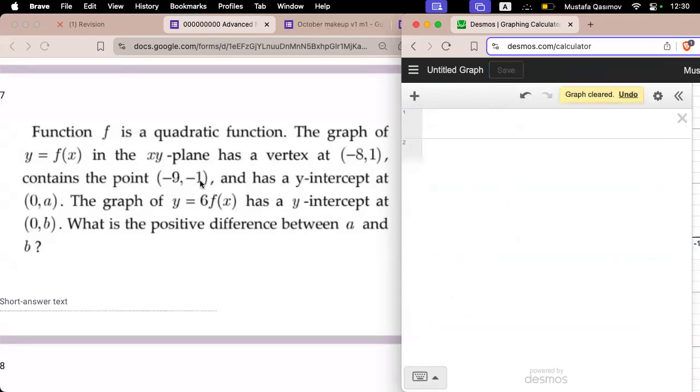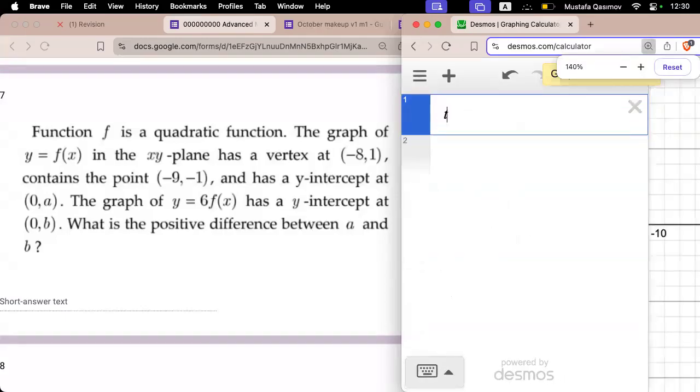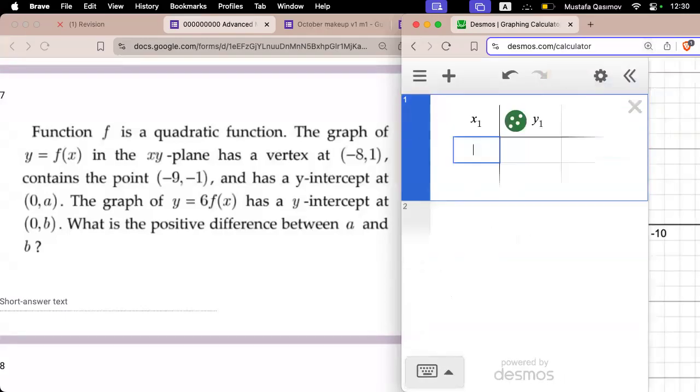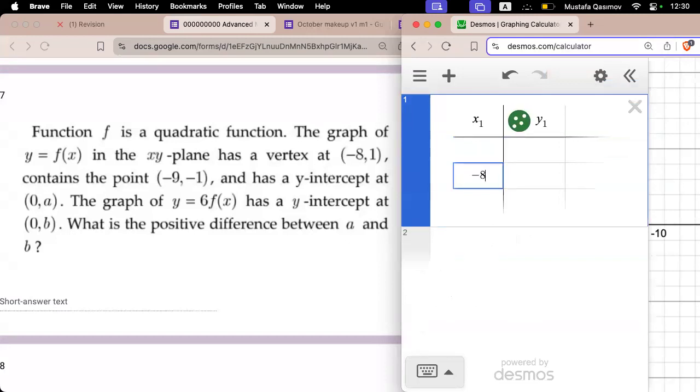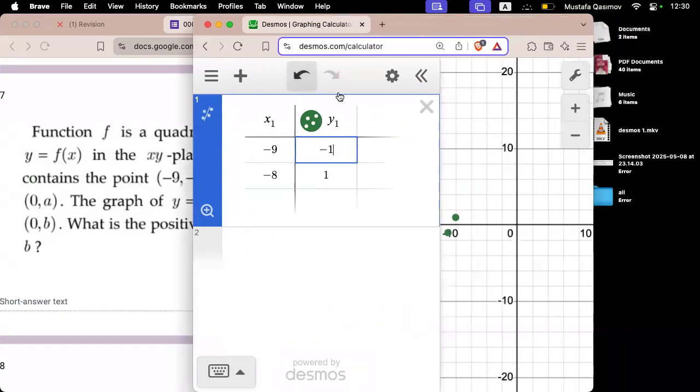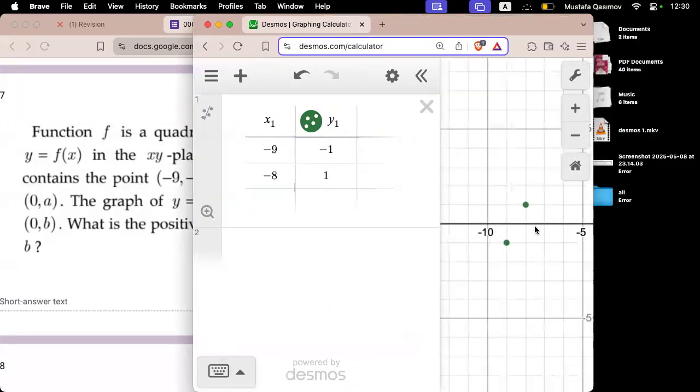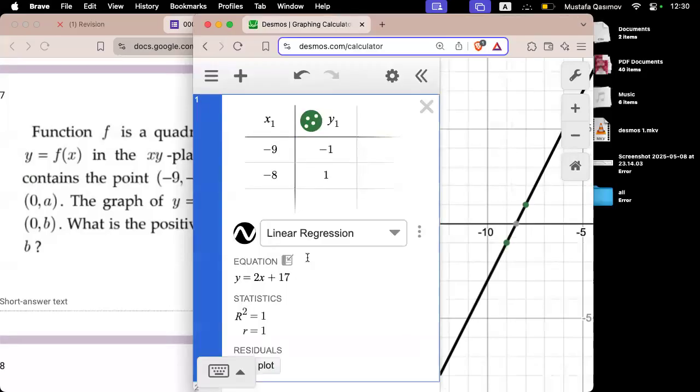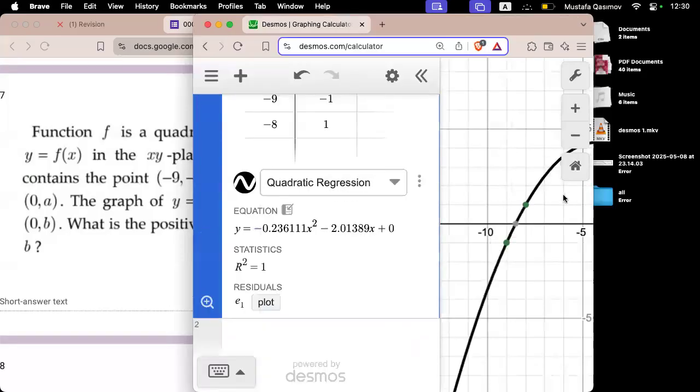Okay, also we can use table here. For table, first take vertex and write here in middle. Negative 8 and 1. Negative 9 and negative 1. So we got something like that, right? Okay, if you press this one, and if you select quadratic, it will be like that.